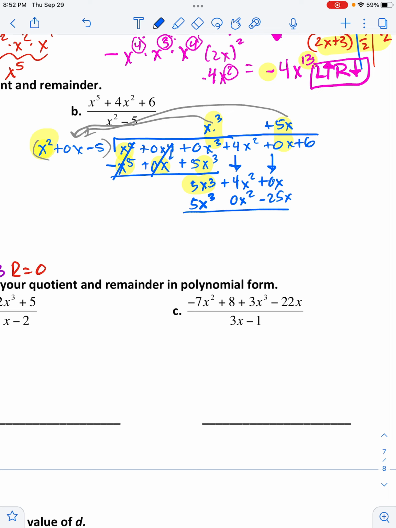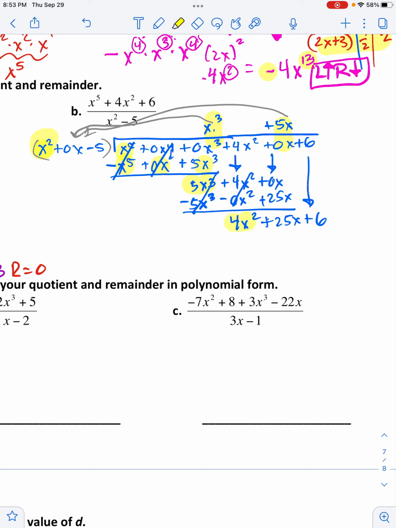Okay, line, subtract. 5x cubed minus 5x cubed, gone. 4x squared minus 0x squared is going to be, not gone. It's going to be a 4x squared. And then 0x minus negative 25 is going to bring down a positive 25. And then I'm going to drop this 6 so that I have 3 pieces ready to rock and roll. I must be getting to the end. Makes me super happy. You too, I'm sure.